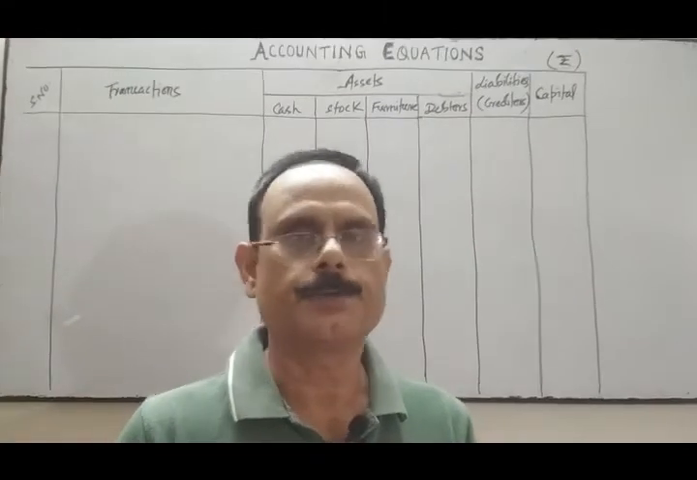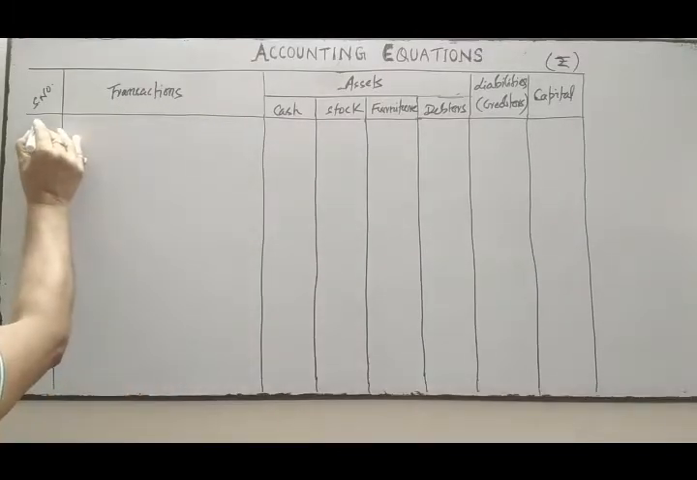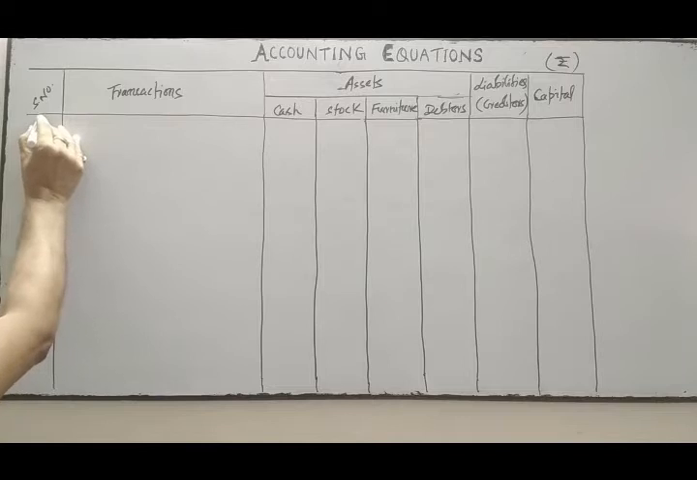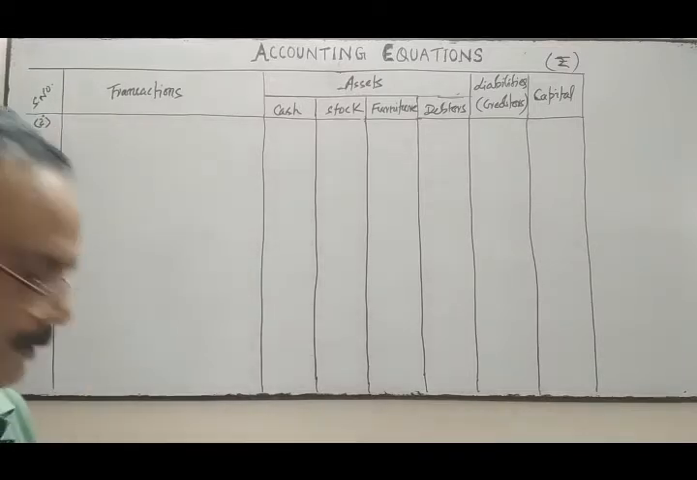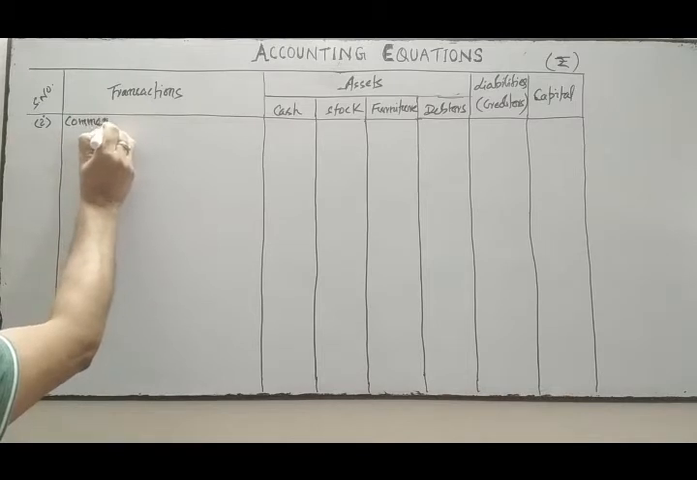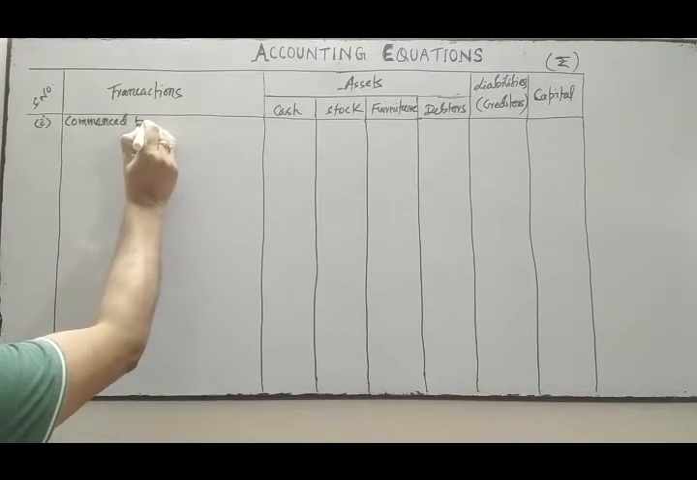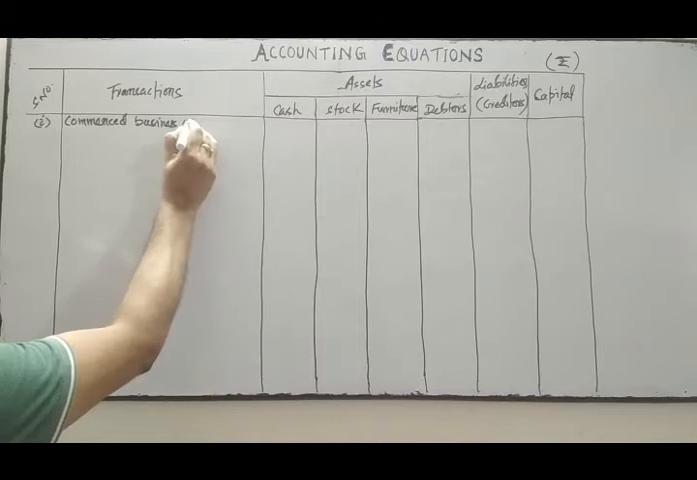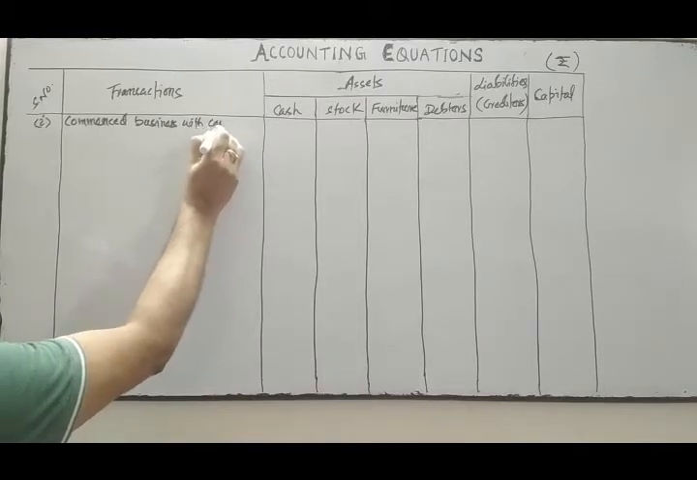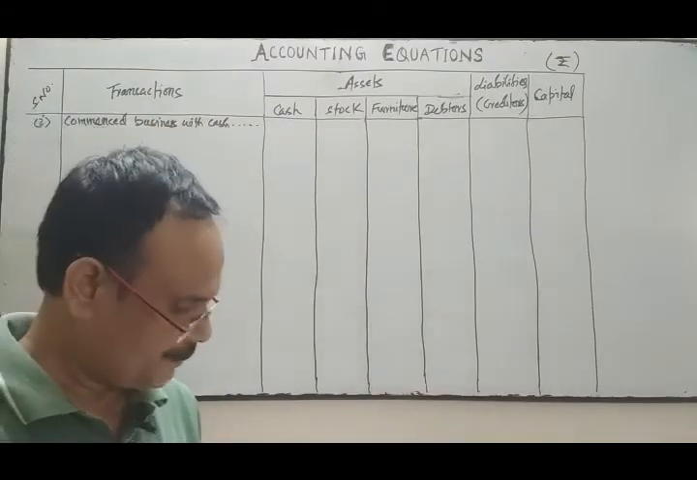So as usual, we will write the transaction first. Here in the serial number, transaction number 1. The transaction number 1 is: commenced business with cash. You write the complete sentence.